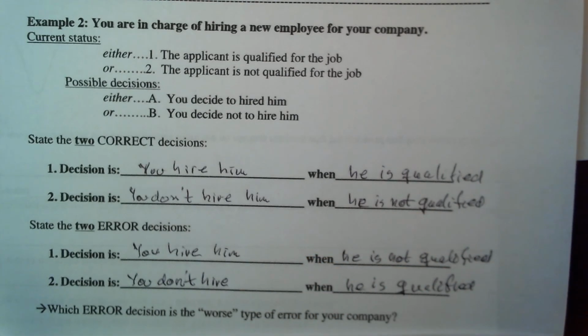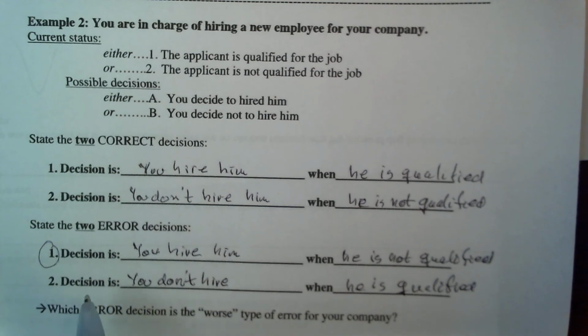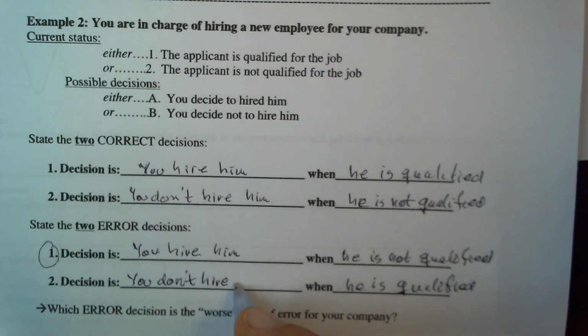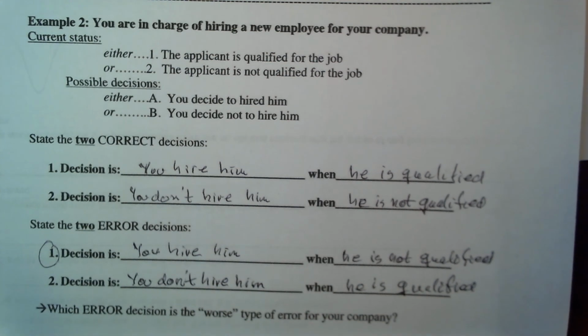Again, which error decision is the worst type of error for your company? Well, when you hire someone who's not qualified, that can cost you a lot of money. If you don't hire him, even though he's qualified, well, you missed out on a good person and maybe somebody else gets him. But the first one, that could really cost you money.